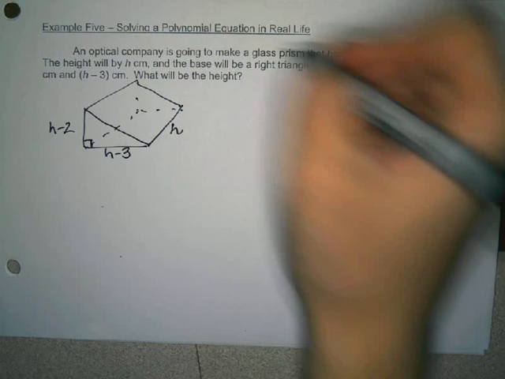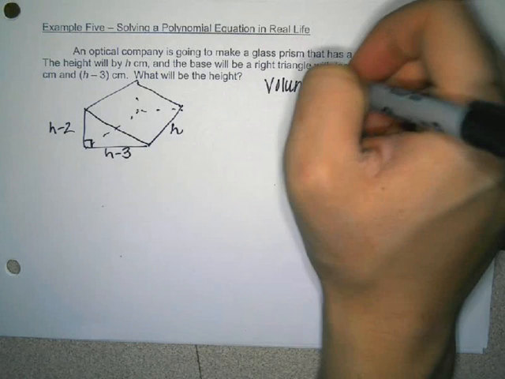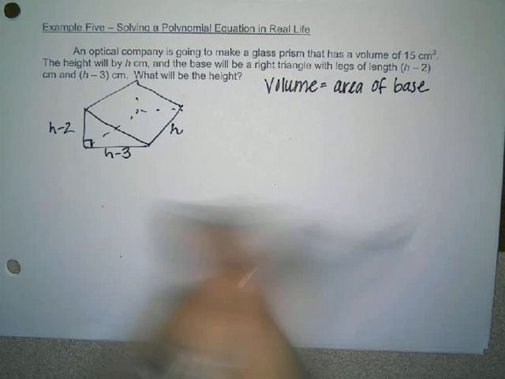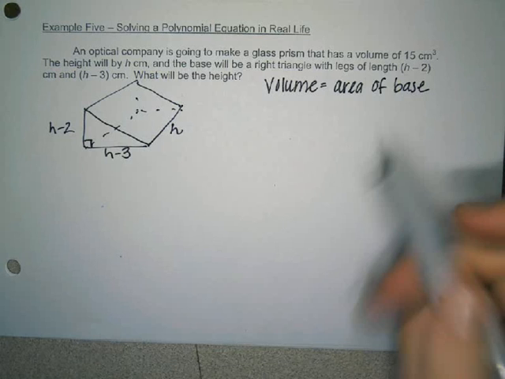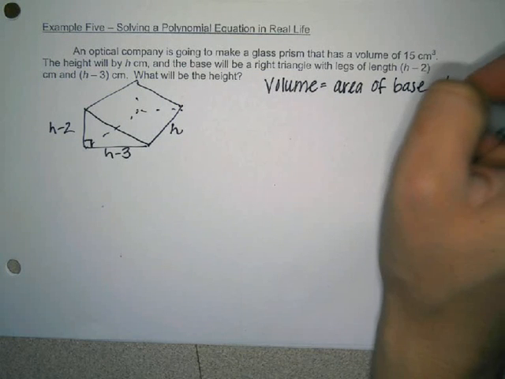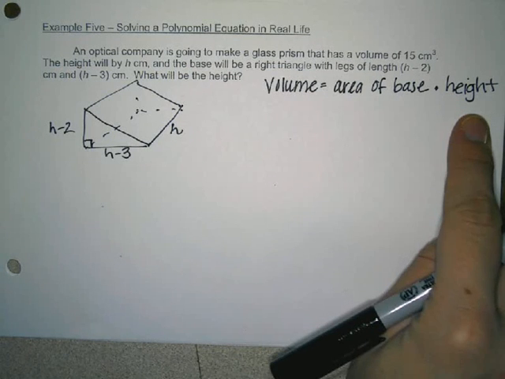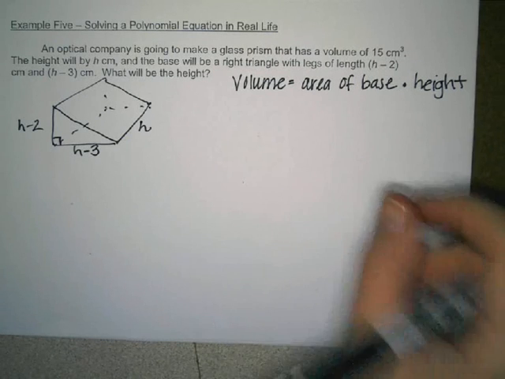Now, in general, volume is always the area of the base. So if we had a square base, or a rectangular base, or a circle base, it's always the area of whatever the base is times the height. That formula is basically how you would set up every single volume equation, no matter what the base of the object is.